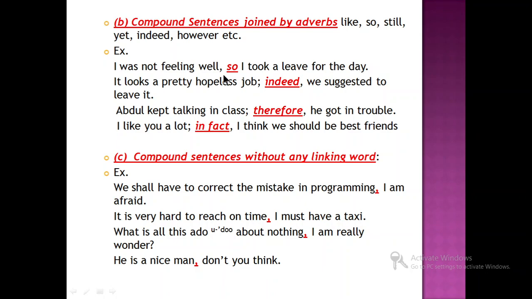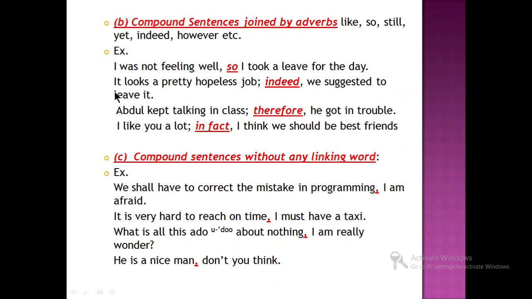I was not feeling well. Both the sentences are independent. ऐसा नहीं है कि feeling well है. खराब feeling की वजह से वो leave ले रहा है, यहाँ पे कंफ्यूज मत होना, but I took a leave for the day, ये separate है. And I was not feeling well, मैं अच्छा feel नहीं कर रहा हूं. And both these sentences are joined with so. This one with so, adverbial use की वजह से इनको जोड़ा गया है.